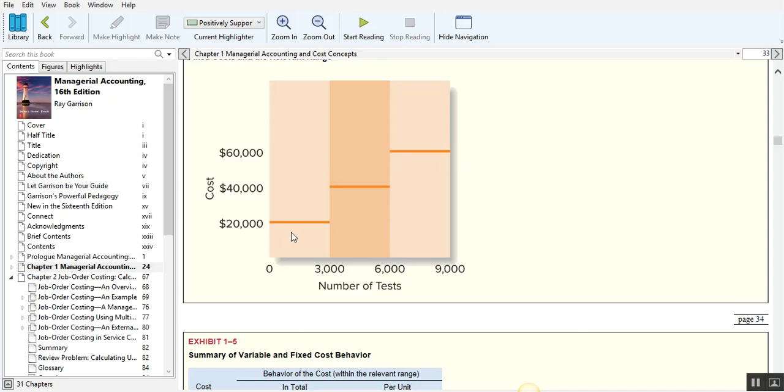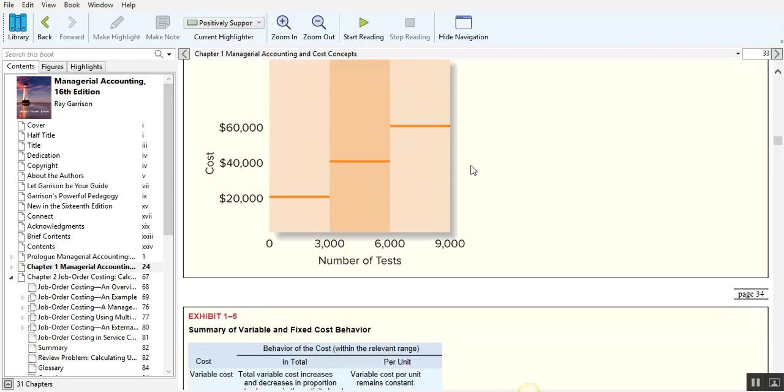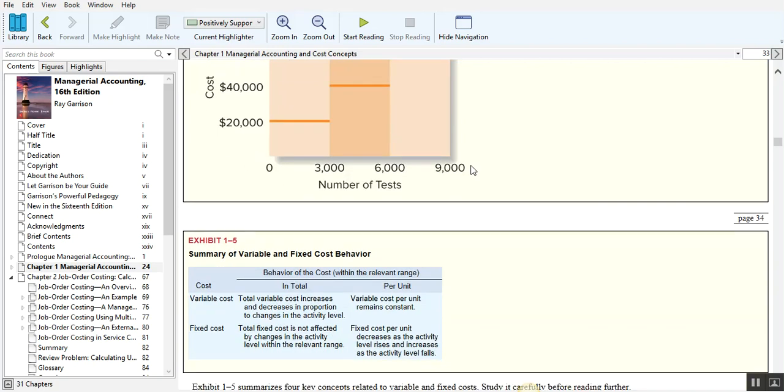These are basically step costs, or what we used to call step costs, but these are going to change with certain levels of activity.